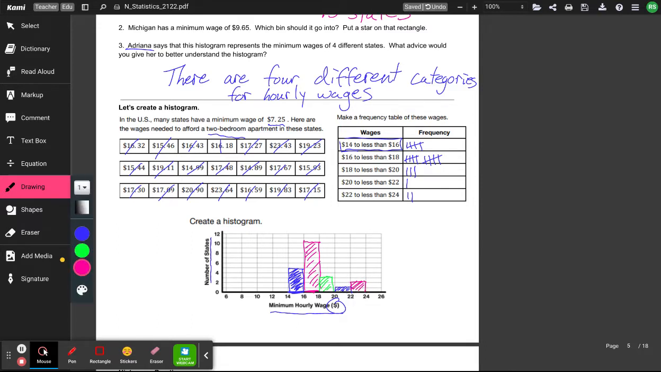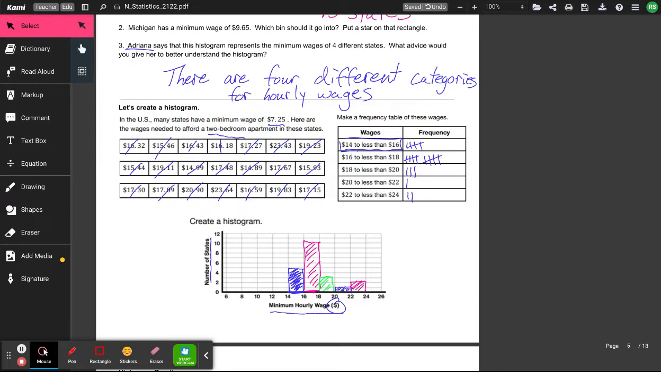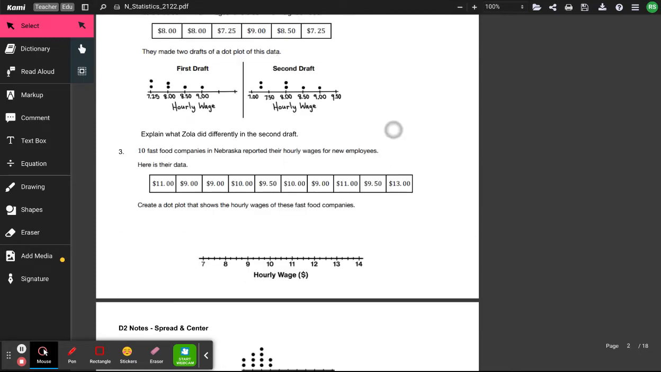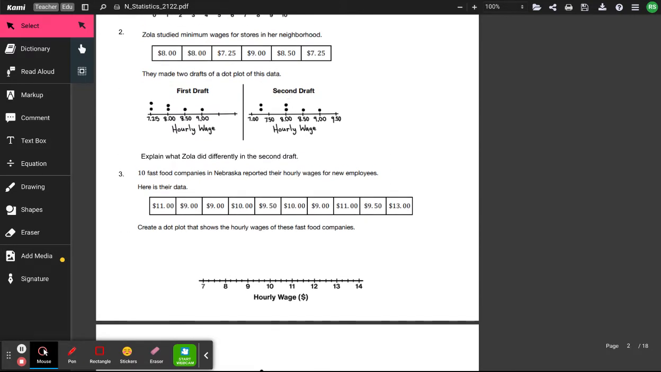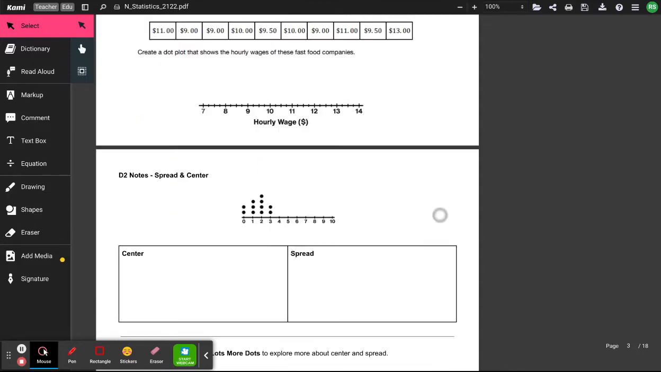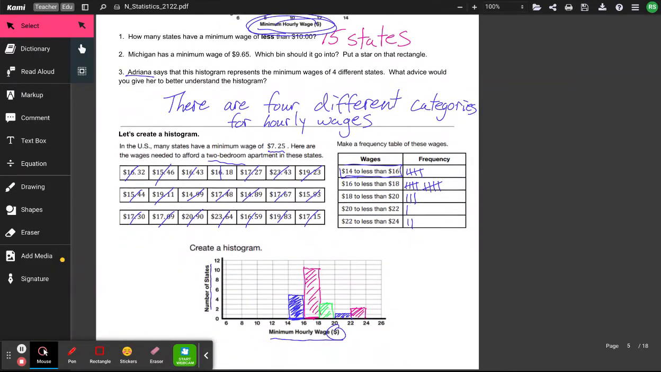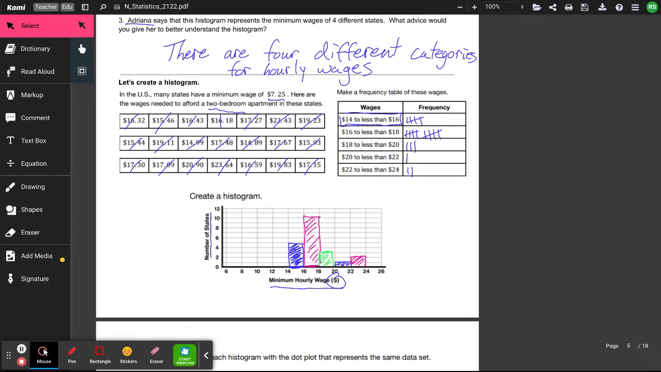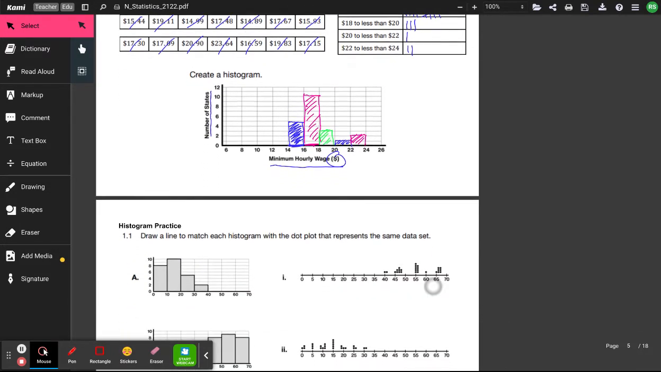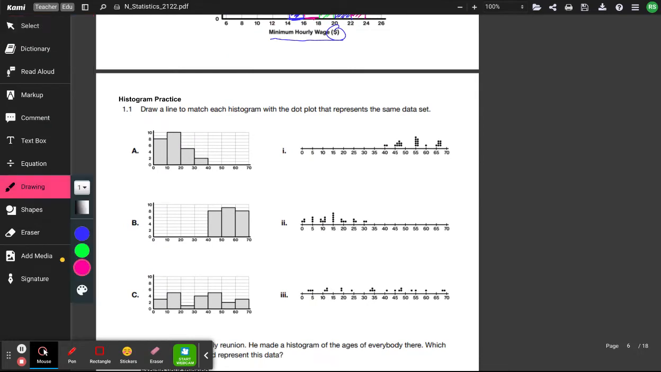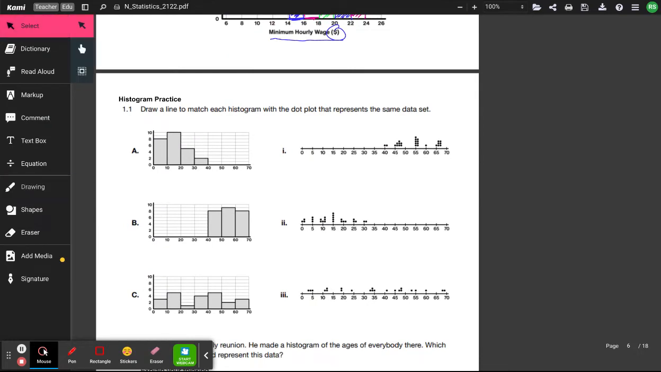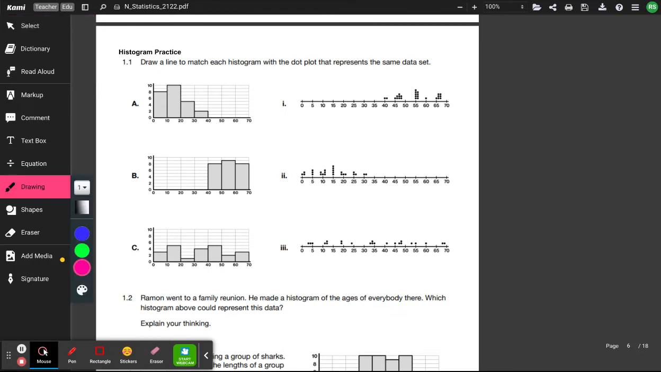So really the biggest difference between the histograms that we're creating today and our dot plots from yesterday: dot plots fall on specific values. Those values are specific. We're counting the number of times a value is repeated in a data set. Here, we're counting the number of times a data point is represented, but we're looking between an interval. So a little less specific, and we're using a bar chart. So we're going to draw a line now to match each histogram to the dot plot. They can work for the same data set.